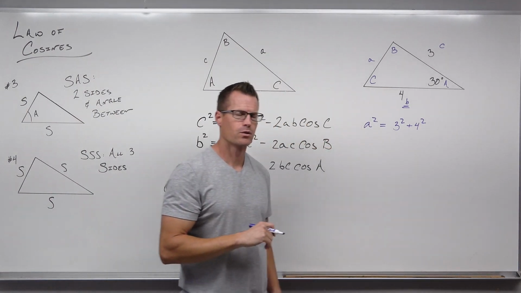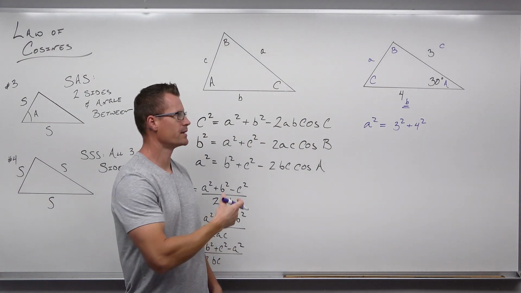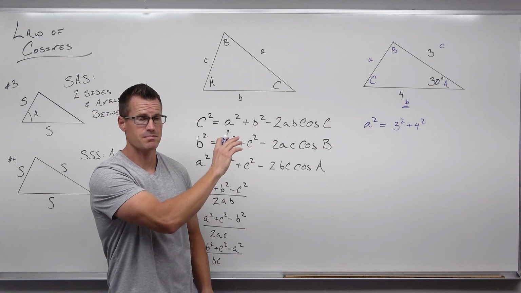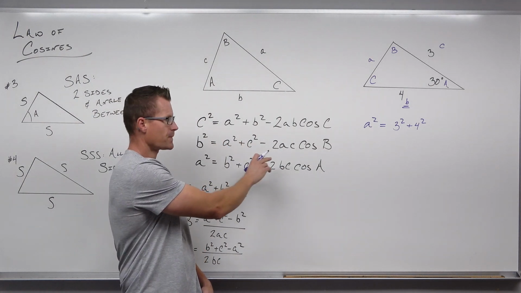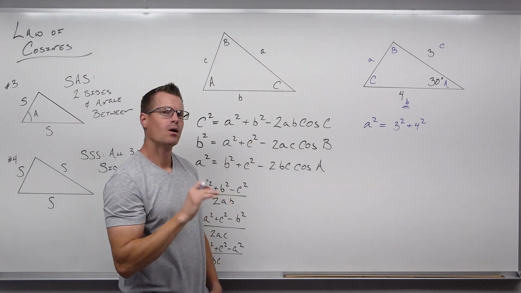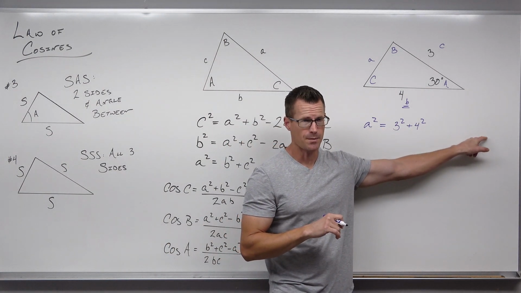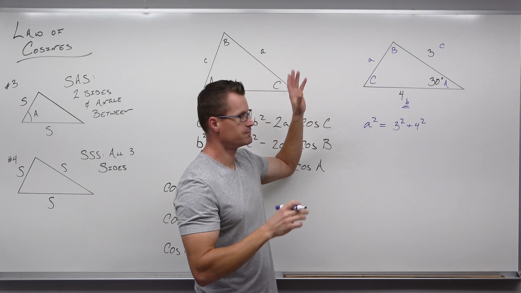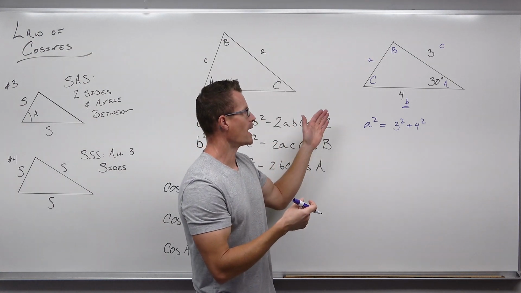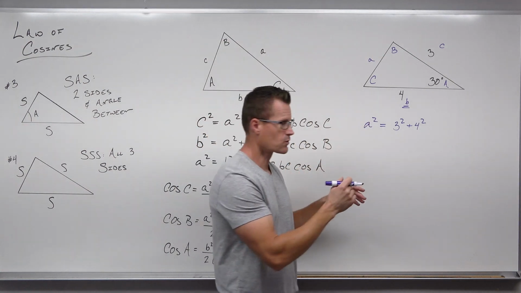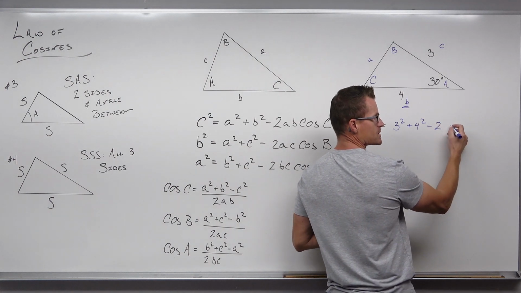It doesn't matter the order in which you put those, by the way. I know I might be out of order here. It doesn't matter. Addition's commutative and multiplication's commutative. What does matter is matching up this side with cosine of the angle opposite it. So I'm missing side, whatever it is, A. I have 3 squared plus 4 squared. Great. I'm going to subtract 2 times their product.